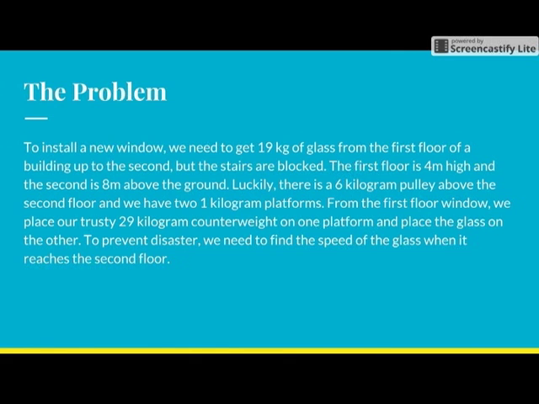From the first floor window, we place our trusty 29 kilogram counterweight on one platform and place the glass on the other. To prevent disaster, we need to find the speed of the glass when it reaches the second floor.